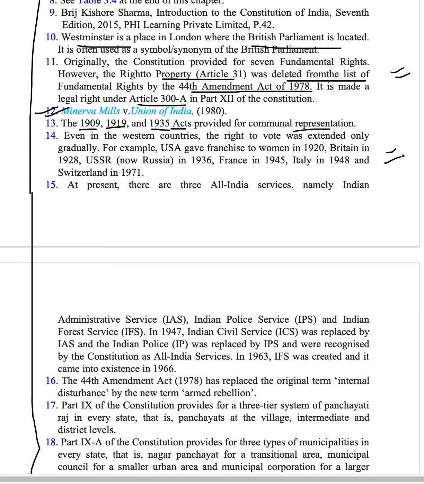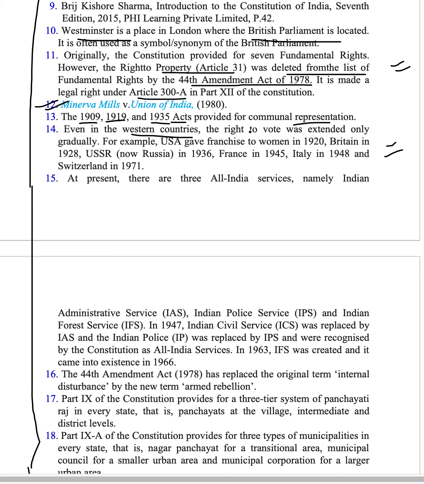And also we have universal adult franchise, but even in Western countries the right to vote was not extended to all sections of society. For example, even in USA the right to vote to women was given in 1920, and in Britain it was given in 1928. Russia gave the same voting rights in 1936 to women. Even France and Italy did not give it until 1945 and 1948. And in Switzerland, women were not voting till 1971. So you can see that even the Western countries have so many flaws in their constitutional laws, and they have also slowly recovered. However, when we became independent, we immediately gave universal adult franchise to all the people of our country.